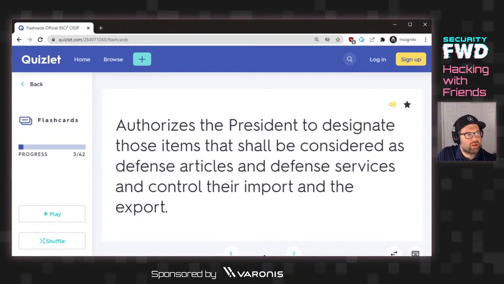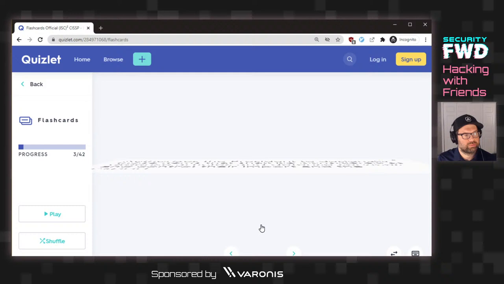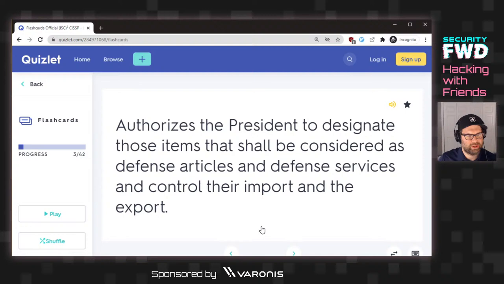Authorizes the president to designate those items that are considered as defense articles and defense services and control their import and export. So this is one of the Arms Control Acts. I don't know what year, though, so let's see. Arms Export Control Act of 1976. And still, cryptography is a weapon. So, authorizes the president to designate defense articles and defense services, and control their import and export. All right, Arms Export Control Act.